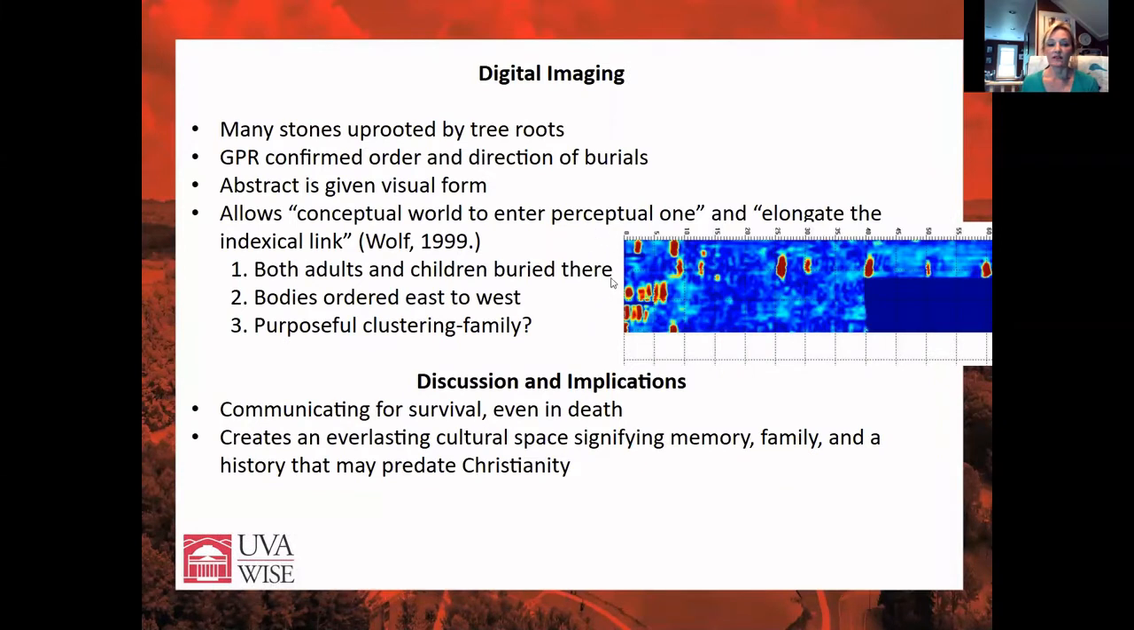Again, you can see how we mapped it here, and we found that both adults and children were buried in this space. We found that the bodies were ordered east to west, and I explained what that meant. And we found a purposeful clustering. Dr. Herman interpreted that based on his previous studies of mapping the cemeteries of enslaved communities. He interpreted that as probable family members being buried close together.